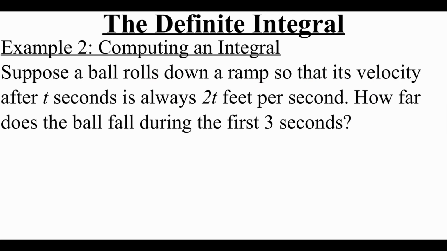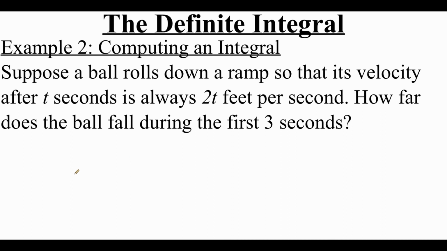Now we're going to do another example, and it's going to be very similar to the last example that we just looked at, but the context is going to be a little different. So we're rolling a ball down a ramp so that its velocity after t seconds is always 2 times t feet per second. And we want to figure out how far the ball falls during the first 3 seconds.